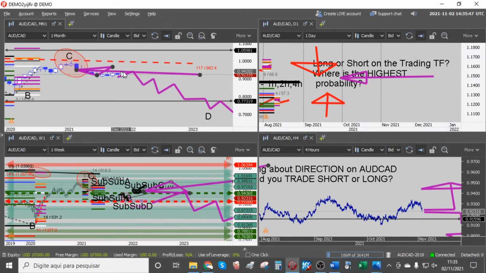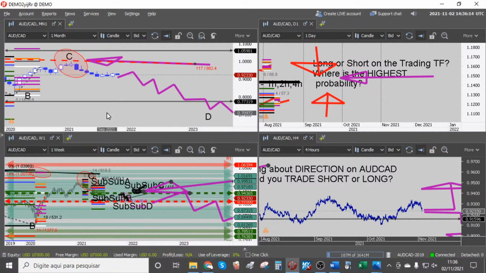The monthly has a confirmed C, the weekly doesn't. The higher time frame controls the smaller time frame. Should we go long or short on the 4-hour chart? Oh my gosh, this is too complex. Watch this lesson 5 times. I'm telling you, you are going to be sick and tired of me telling you watch this lesson 5 times.